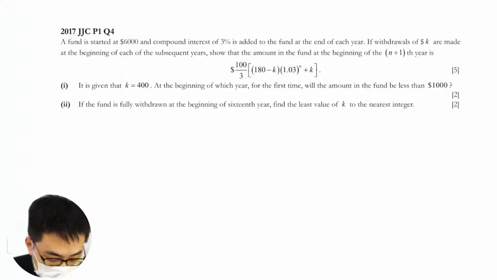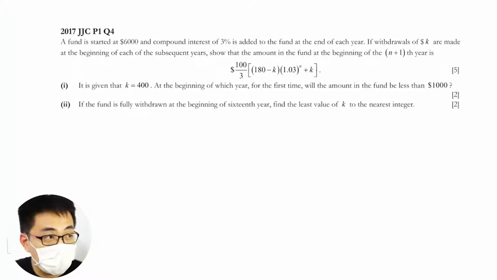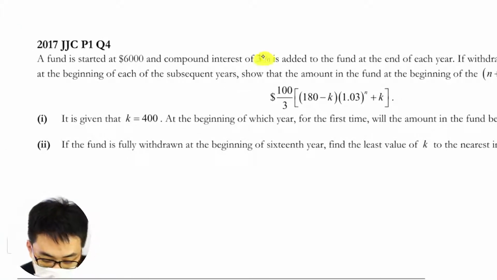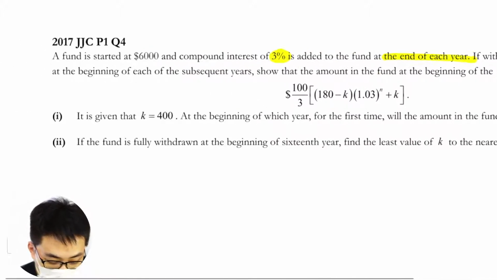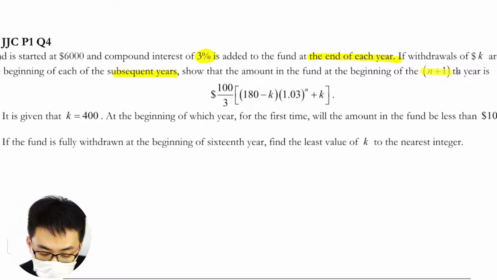Now, when you're doing compound interest, make sure you know how to present your question and also pattern recognize. That's the main thing, okay? So you start off with a fund starting at 6,000, compounding the interest at 3%. It's added to the fund at the end of each year. Okay, end of each year. If withdrawals of K are made at the beginning of each subsequent year, so that the amount in the fund at the beginning of N plus 1 year is this amount.